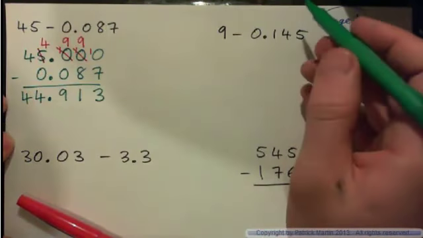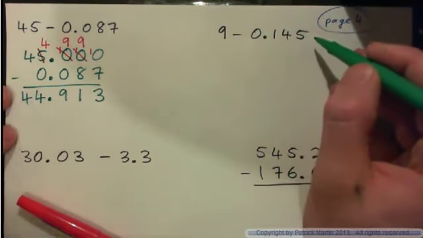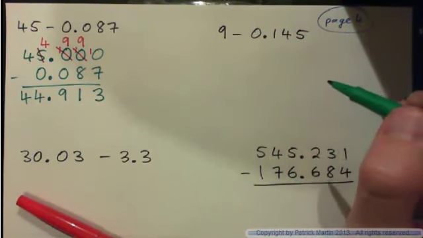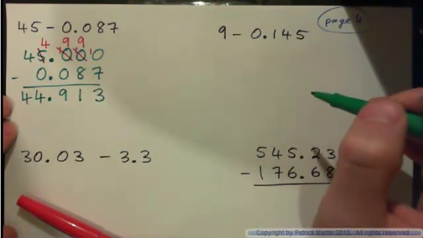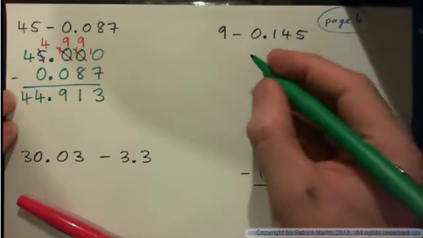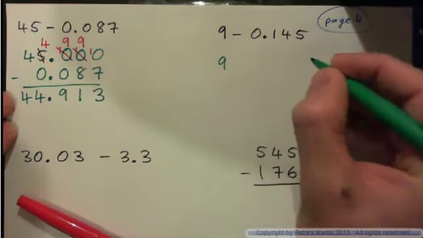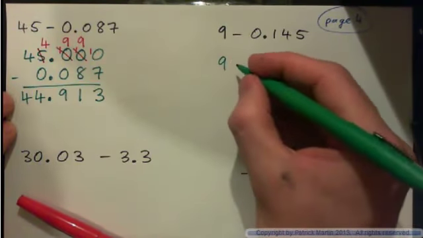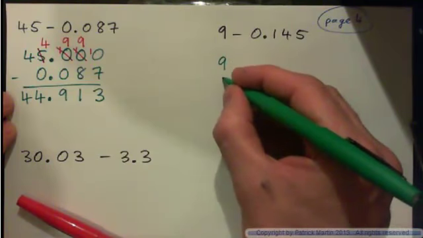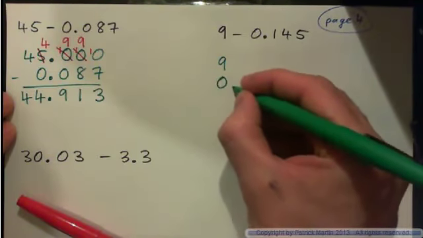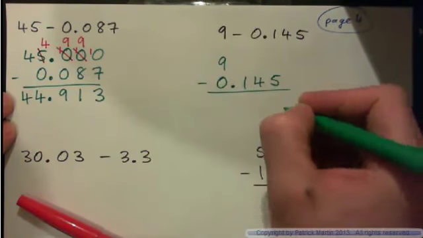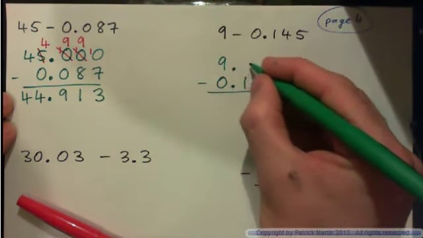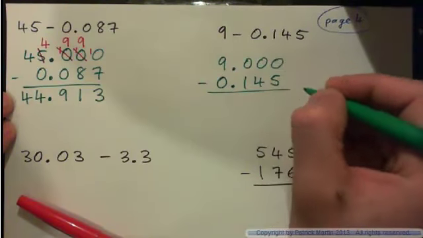Okay, so let's try this. 9 minus 0.145. Press pause and see if you can do this by yourself. Okay, now I'll try it slowly so you can keep up, and by all means try and race me. Do it faster than me if you can. So you've got 9, and then this is 0.145 we're subtracting, but I must turn the 9 into 9.000, right?